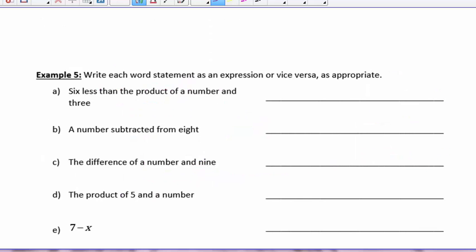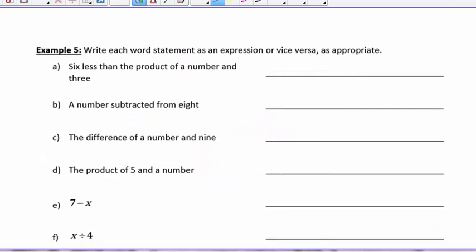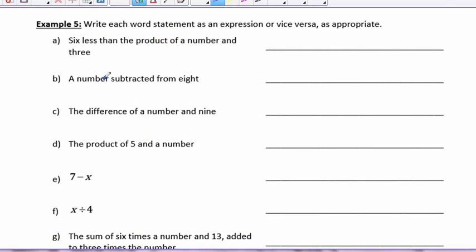On the next page are some examples. So in these examples we have several problems that are written in words and we need to translate them into symbols, and a couple that are written in symbols, we need to translate them into words.